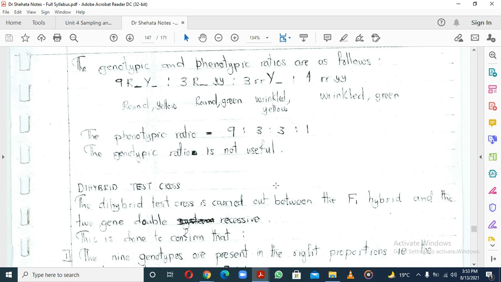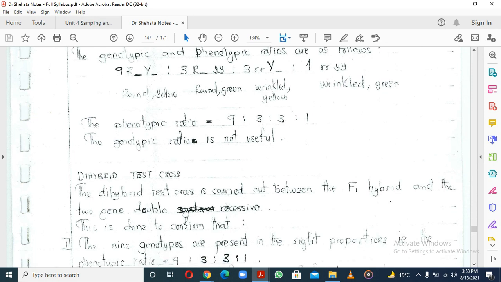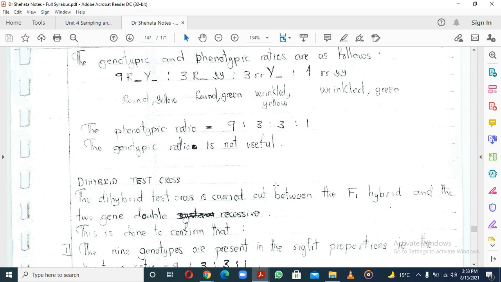Then for the last ratio, it's about homozygous everything. Of course, we are only going to have one of that, so the ratio is 1, and this is going to be wrinkled and green seeds. So the phenotypic ratio, there you've got it. The phenotype. What's the phenotype? Phenotype is what you are going to see. So you've got a 9 ratio of round and yellow seeds. You've got 3 ratio of round and green. You've got a 3 ratio of wrinkled and yellow. You've got 1 ratio of wrinkled and green.